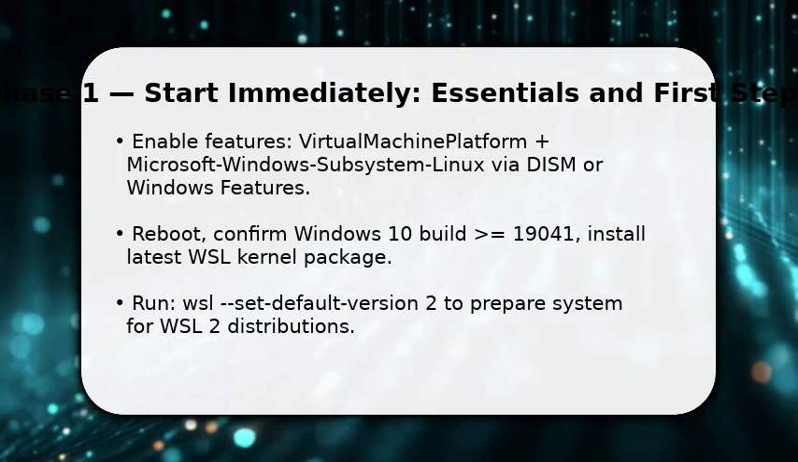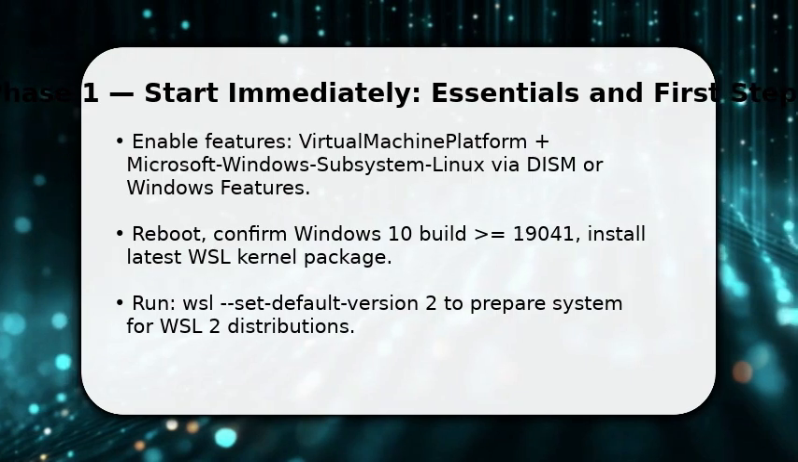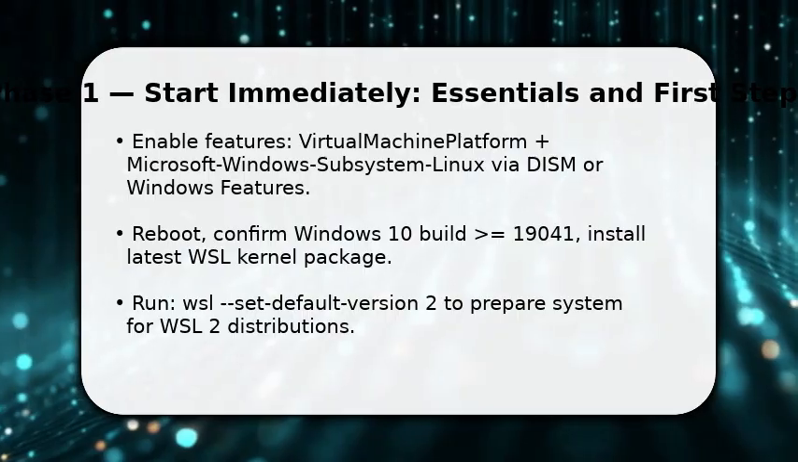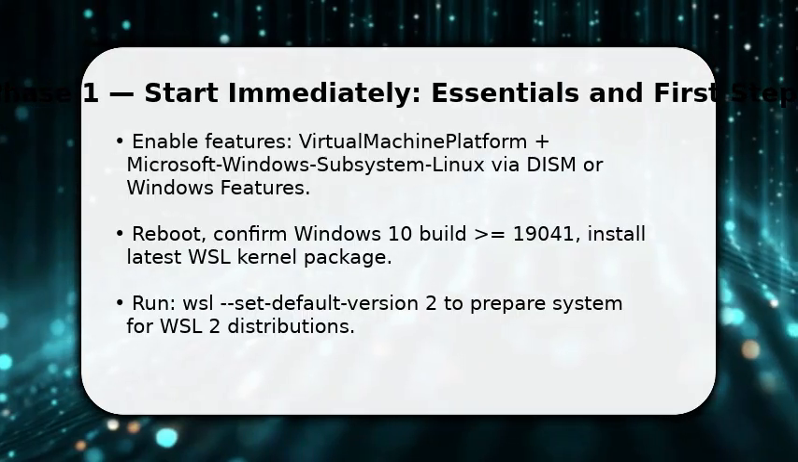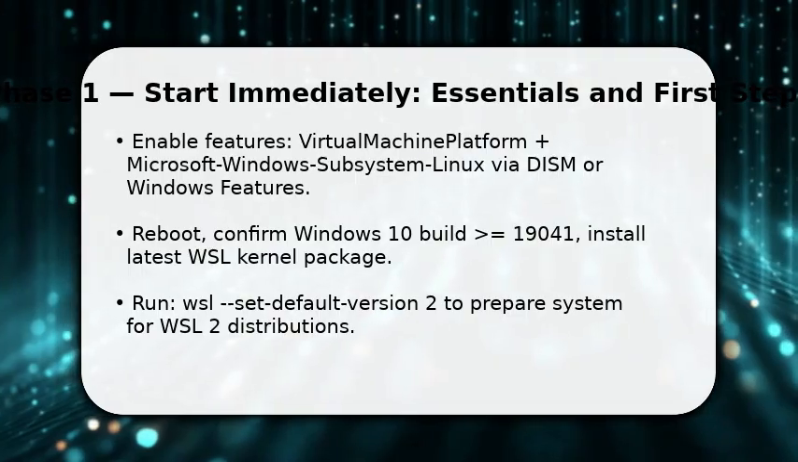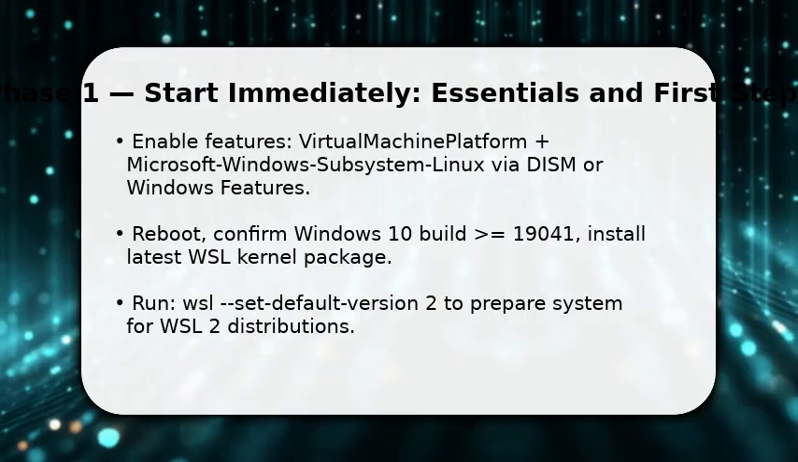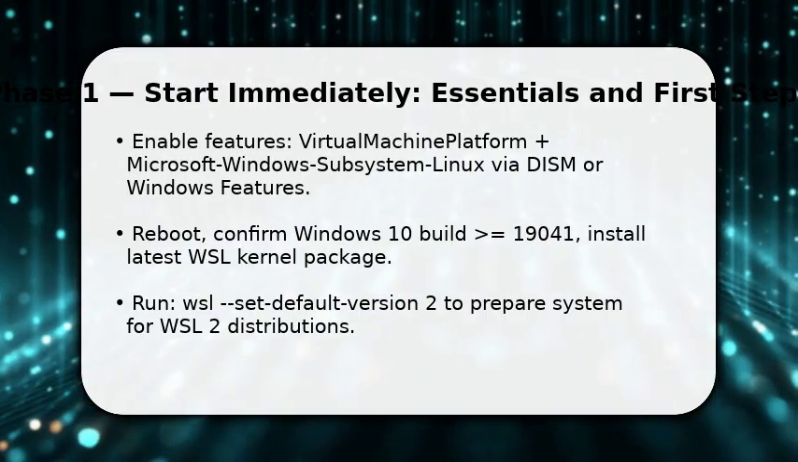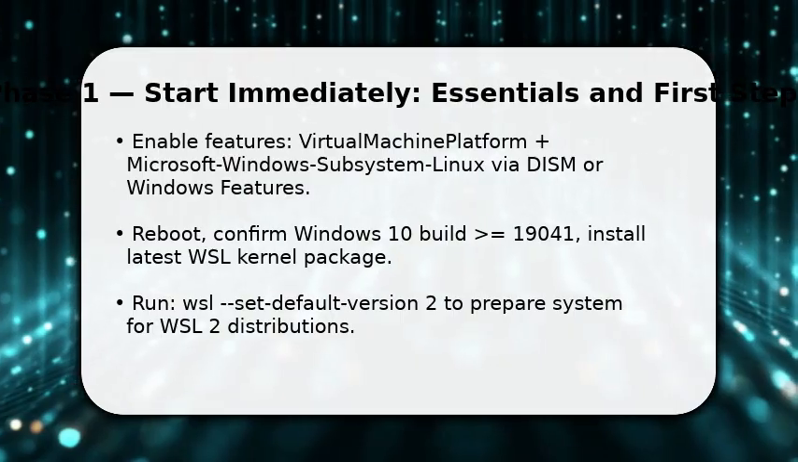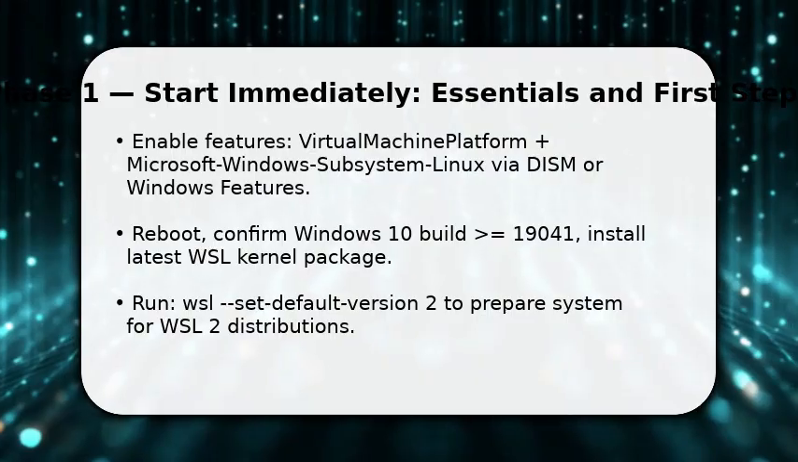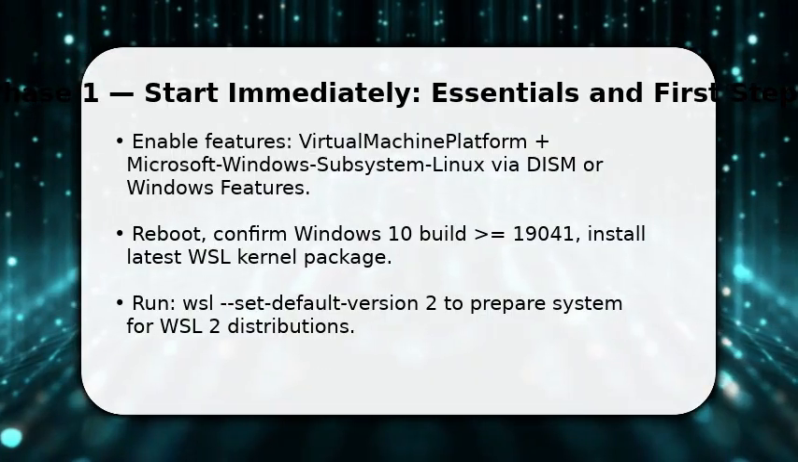Once done, reboot. Make sure Windows 10 build is 19041 or later. That supports WSL2. After reboot, install the latest WSL kernel package and then run wsl --set-default-version 2 to prepare for modern distributions. This provides full syscall compatibility, faster I/O, and better container support. Enable BIOS virtualization if features are unavailable.